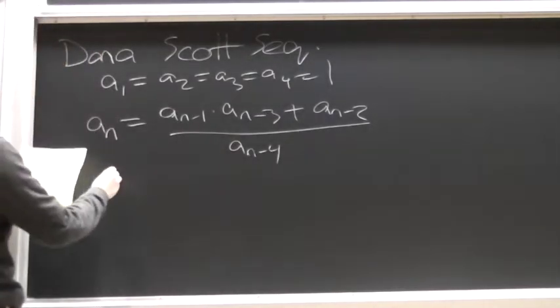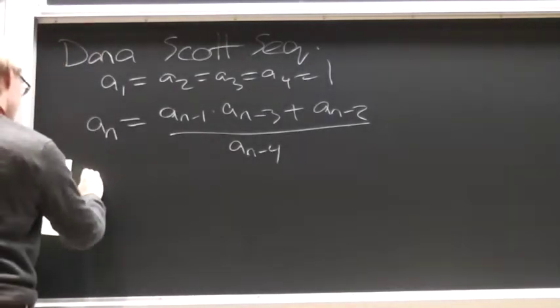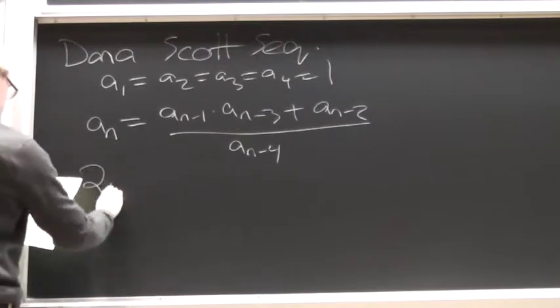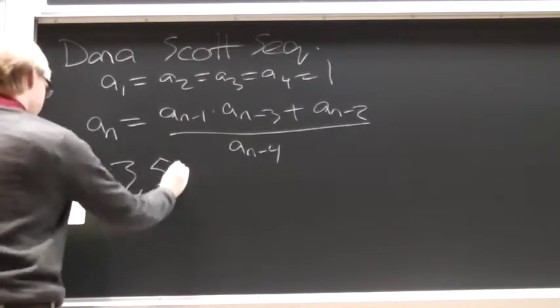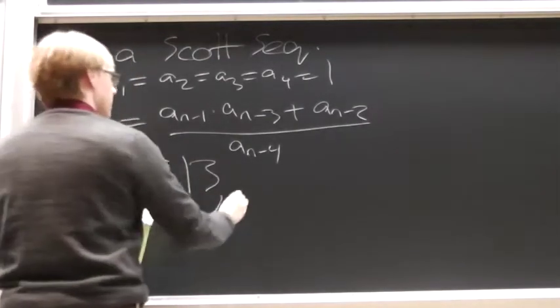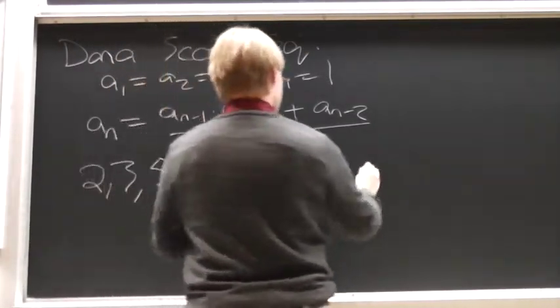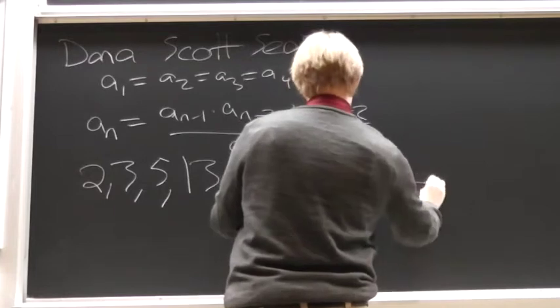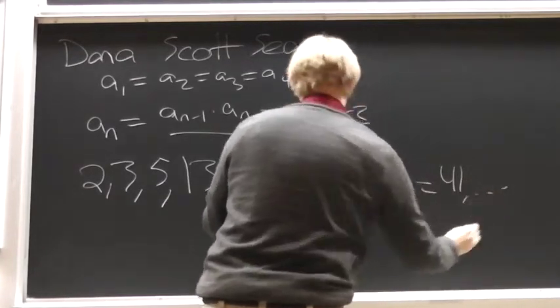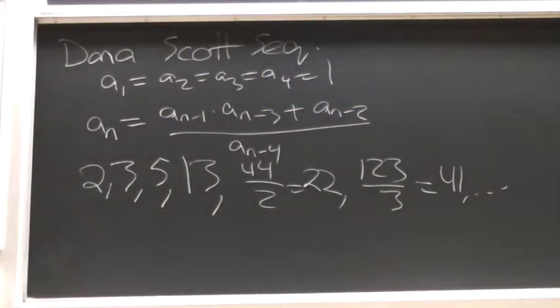So the Dana-Scott sequence starts off, so after all ones, 2, 3, 5, 13, and then 44 over 2 is 22, and 123 over 3 is 41, and so on and so forth. So here we've moved into talking about recurrences that, as we said, aren't purely quadratic. They also can have linear terms in them as well.